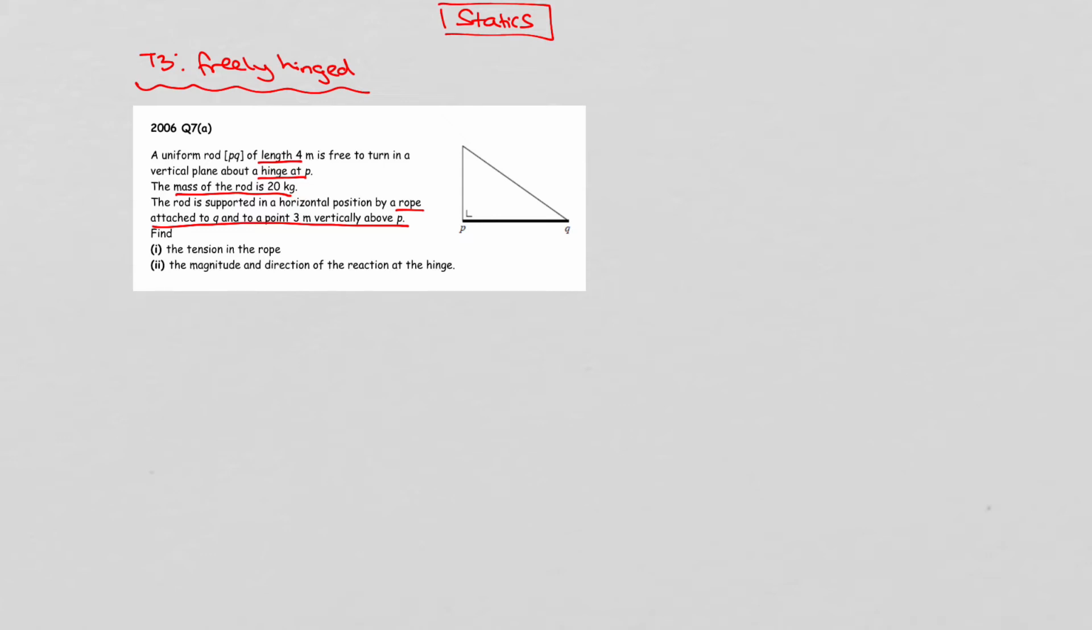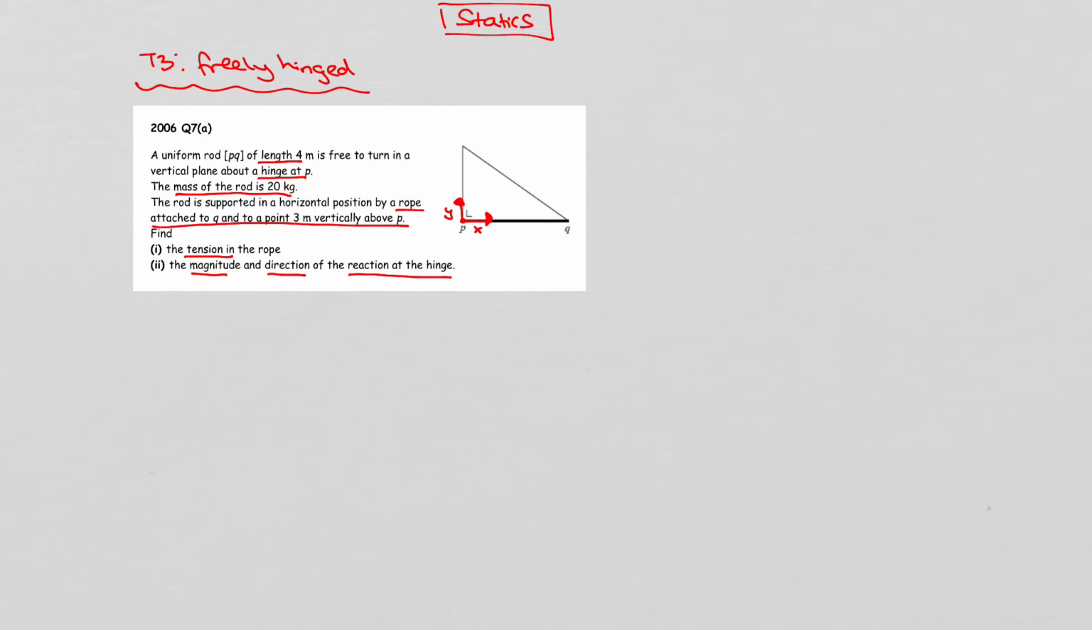So what we want to do here first of all is to find the tension in the rope, and then we also have to find the magnitude and the direction of the reaction at the hinge. So if we were to look at the forces acting on this system here, what we have is our hinge at P. So we're going to have our X and our Y components for the reaction at P. So we'll be finding the resultant of that for part 2.